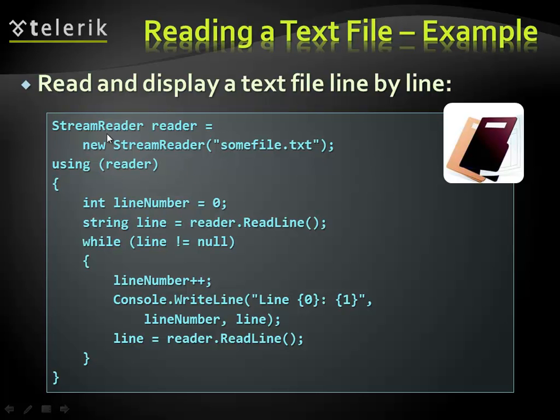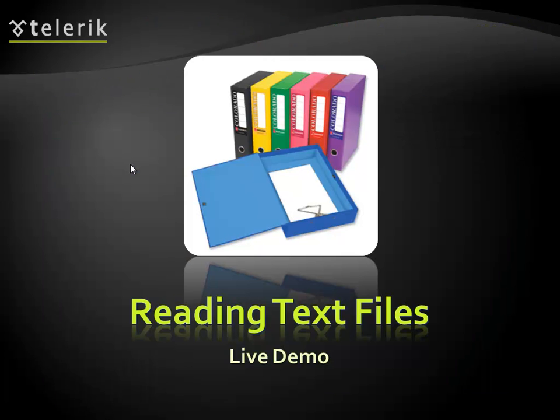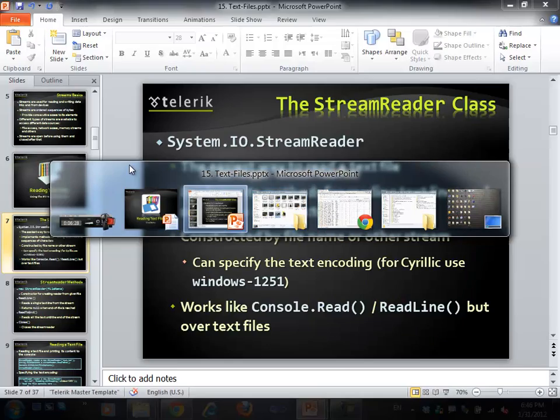Once we have a reader object in our hand, we are opening a using statement, and inside this block we can just call read line, and for every line we're going to just print it out with a counter that will show us the line number. And that's about it. We're finished with the code block. We're exiting and actually closing the StreamReader. Let's see it.